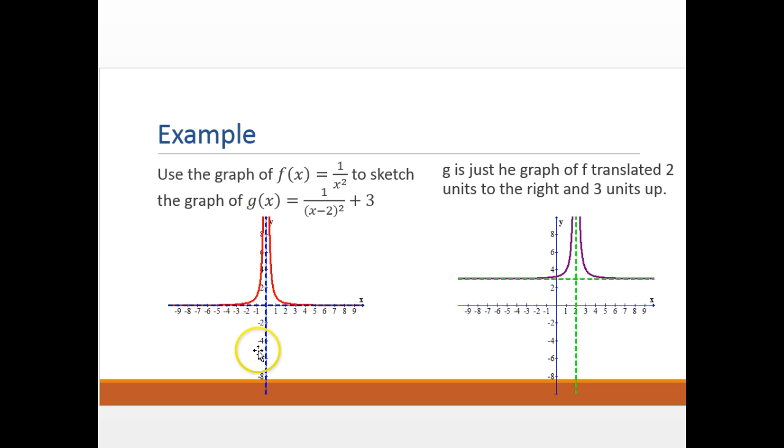So this vertical asymptote at x equals 0 shifts 2 units to the right and now becomes a vertical asymptote at x equals 2. This plus 3 is outside the function, so it shifts the function up by 3 units. So this original asymptote of y equals 0, which is the horizontal asymptote, is now shifted up 3 units to y equals 3. So here's my new asymptote. I now have new asymptotes of x equals 2 and y equals 3, but the original graph remains the same. All I've done is translate this graph to the right 2 and up 3.